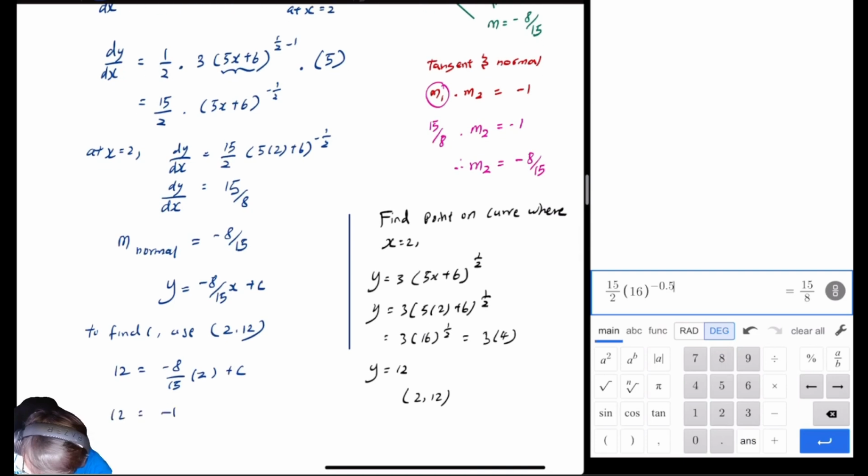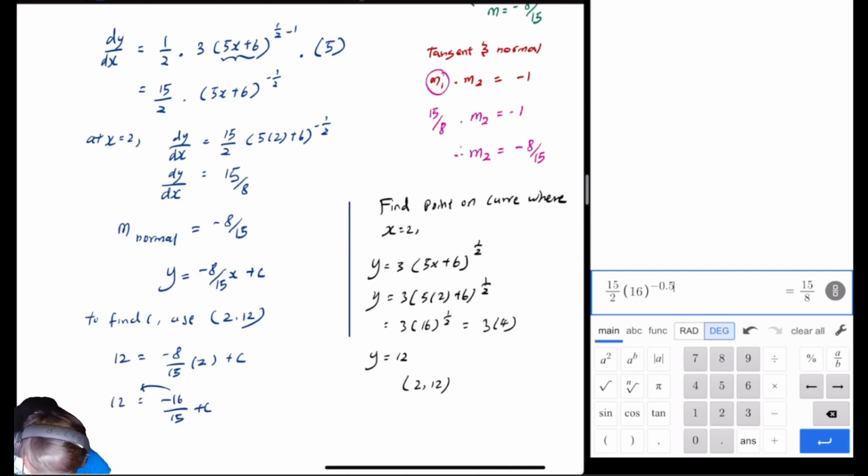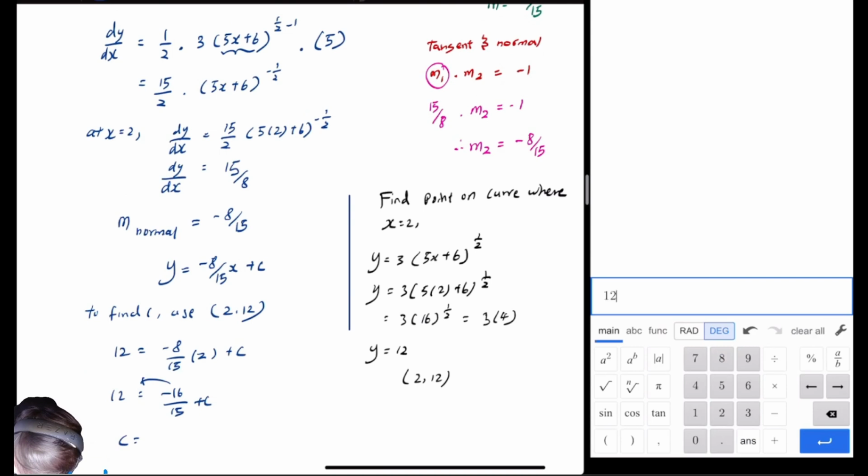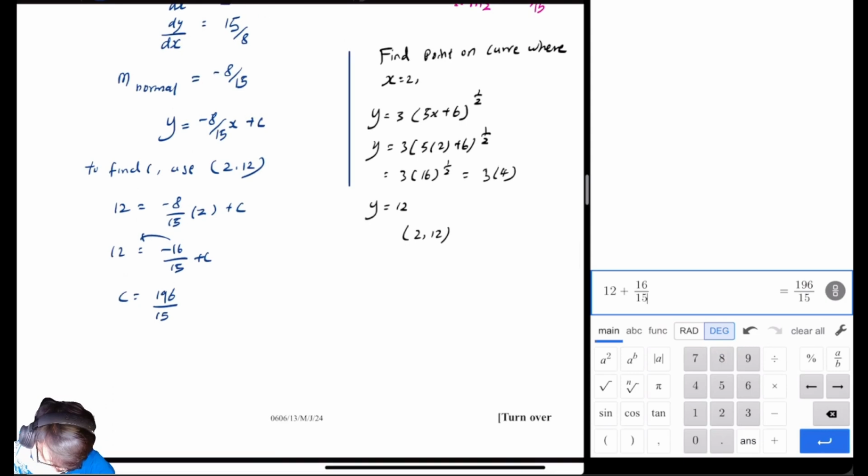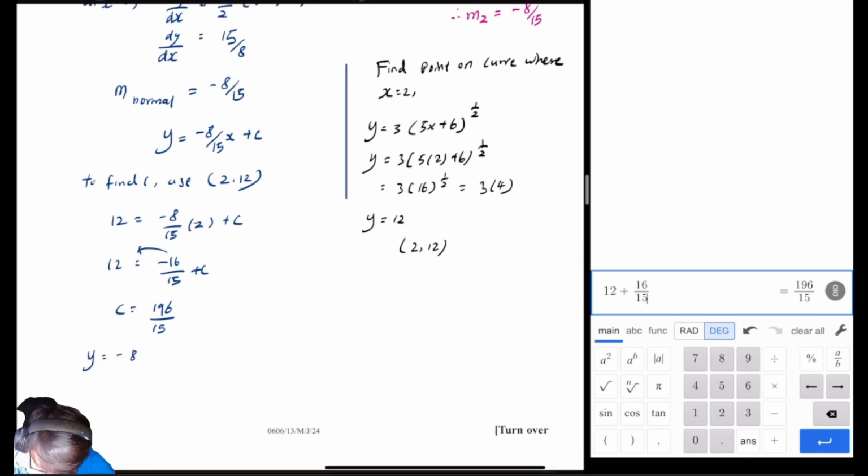I'm going to just use the calculator for this. Move this to the other side. That's going to be 12 plus 16 over 15, so that's going to be 196 over 15. Therefore, we have our equation of the normal: y equals minus 8 over 15 x plus 196 over 15.